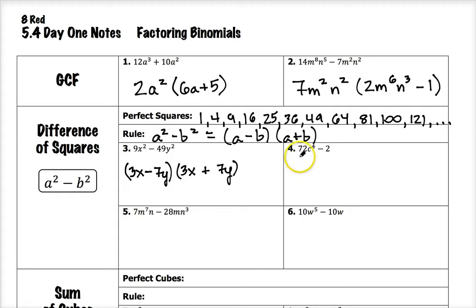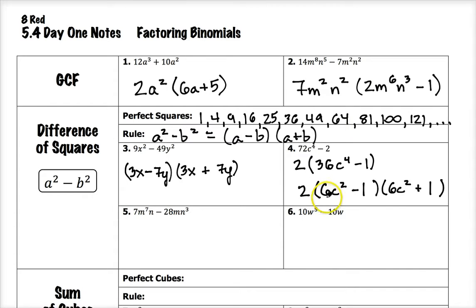Number 4, I don't see any perfect squares here, but also I didn't check for a GCF. That's the first thing I need to do. 72 and 2, the greatest common factor is 2. So if I factor out a 2 of each of these, then I get 36c to the 4th minus 1. And now I see that in this binomial that's left over, I have a difference of squares. 36c to the 4th. If I take 6c squared times itself, that gives me 36c to the 4th. So that's going to be my first term in each of these binomials. And then 1 times 1 is 1. So this becomes 6c squared minus 1 times the quantity 6c squared plus 1. And then that 2 has to come down that we factored out.